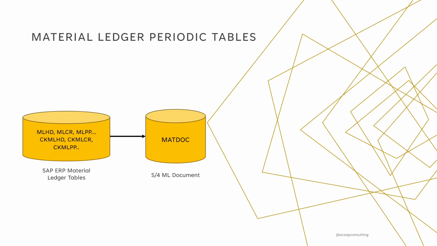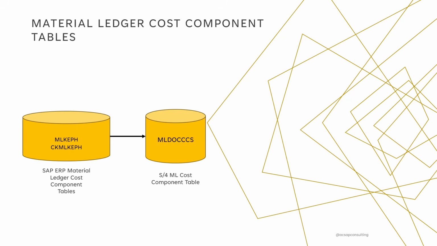If you see the periodic tables, all these periodic tables which used to store the documents posted at a material level, especially when an inventory-related or a material ledger transaction is made, like for example MLHD, MLCR, MLPP, or MLCRF, MLIT, and also the summarization or aggregate tables like CKMLHD, CKMLCR, CKMLPP. All those are also now made obsolete, and all that data is stored in one single table, which is the MATDOC table in S4.